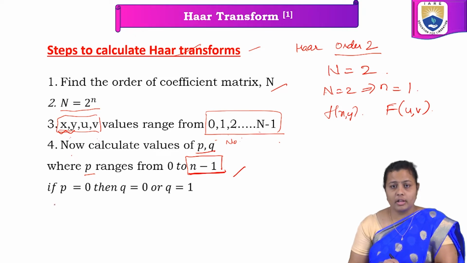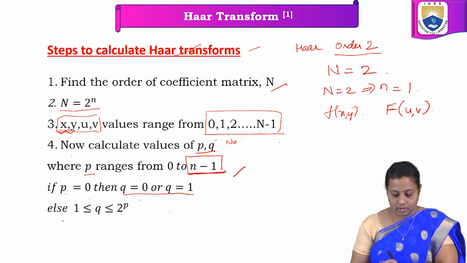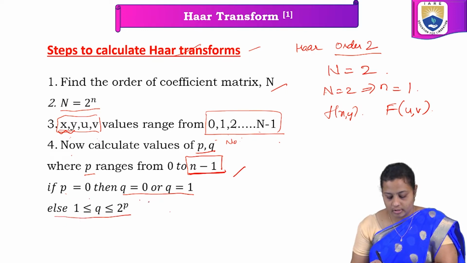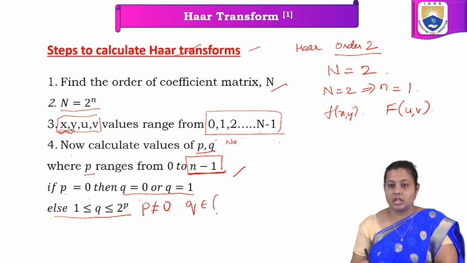Now, if P is equal to 0, then Q is either 0 or 1. So if P is equal to 0, Q can take either 0 or 1. It cannot take any other values of Q. Now, if P is not equal to 0, then Q will belong to the range 1 to 2 power P.